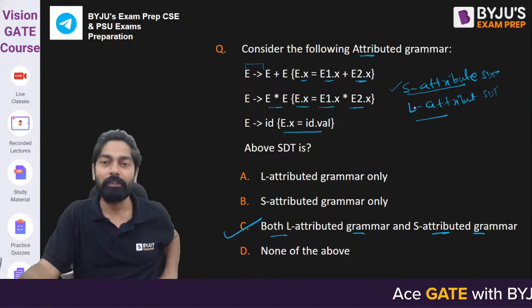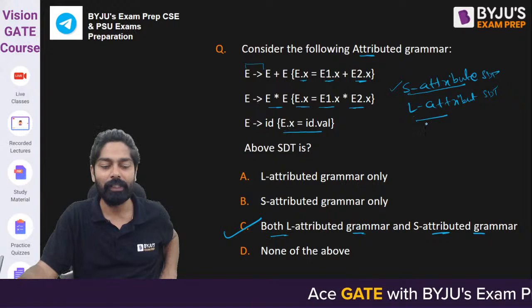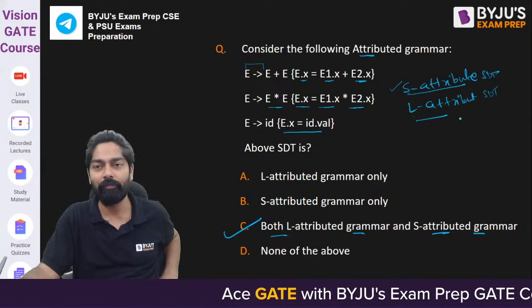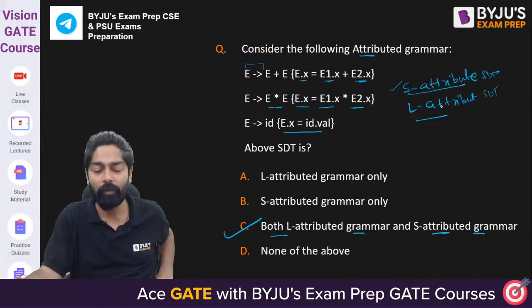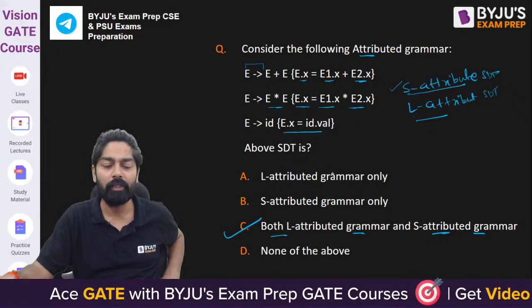Why? Because in L attribute also we have synthesized, and it can also have inherited attribute where we can take value from the parent or left sibling only. So I think you know this one. I am moving now.